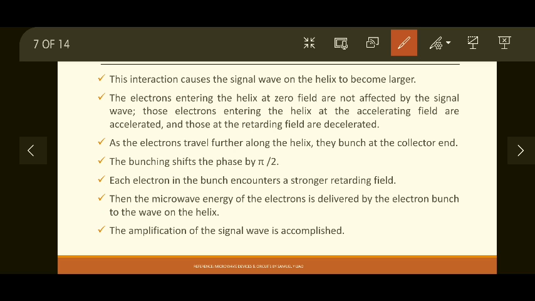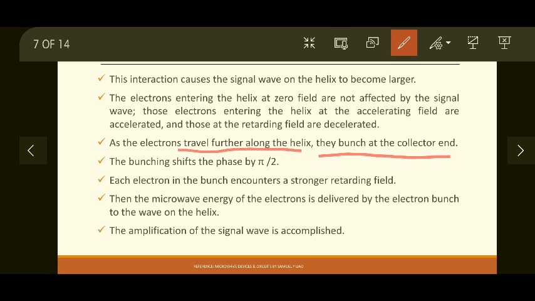As the electrons travel further along the helix, they bunch at the collector end. Similar to the klystron, the bunching process will also happen here and they will be collected at the collector end. The bunching process shifts the phase of the signal by 90 degrees or pi by 2. Each electron in the bunch encounters a stronger retarding field. Microwave energy of electrons is delivered by the electron bunch to the wave on the helix.